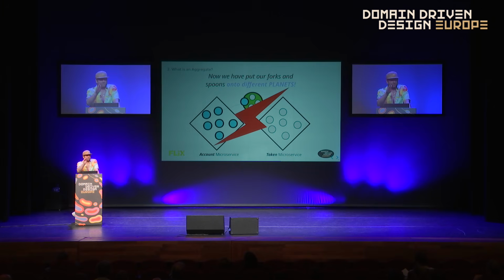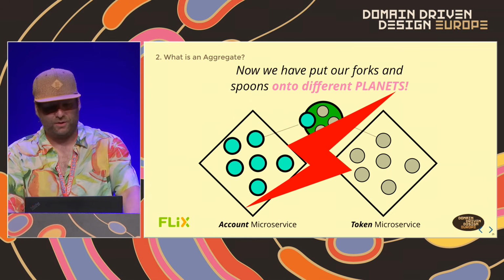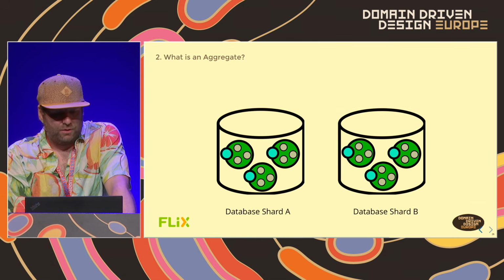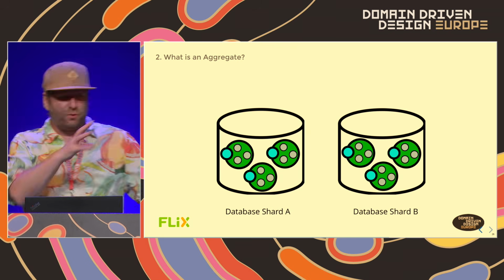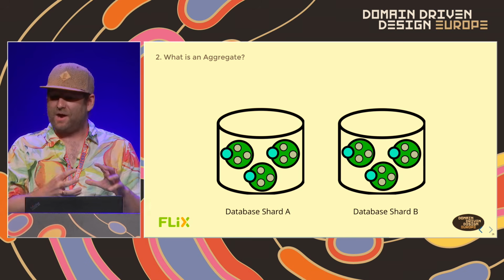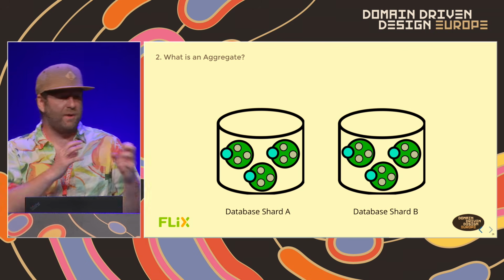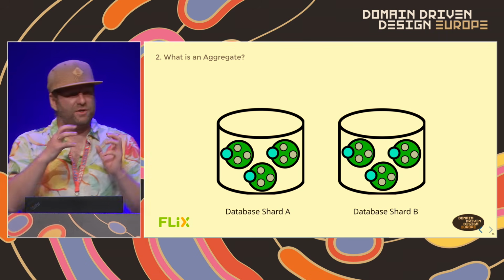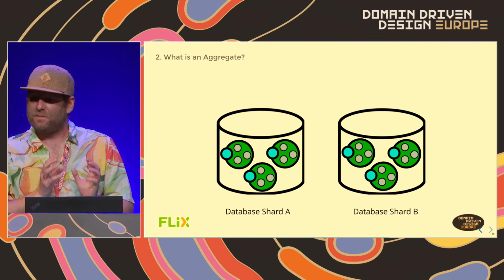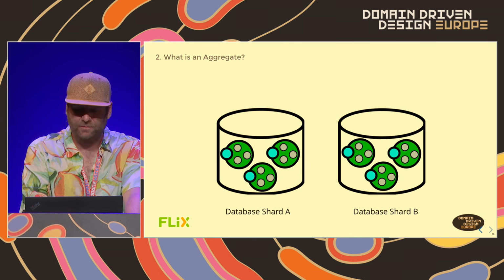You have now put your forks and spoons onto different planets. You actually need to take a spaceship to get the fork for your dinner. So a much better way is to put these closely related groups that the aggregates represent together, data locality. It's much easier to guarantee the consistency if you store these things that are inside the aggregate boundary together. It will be much easier to guarantee the consistency.